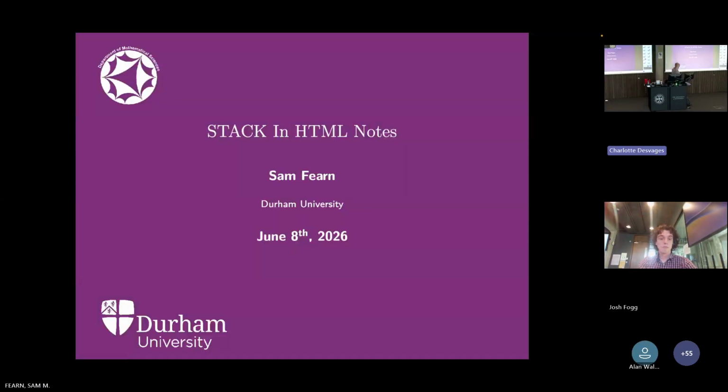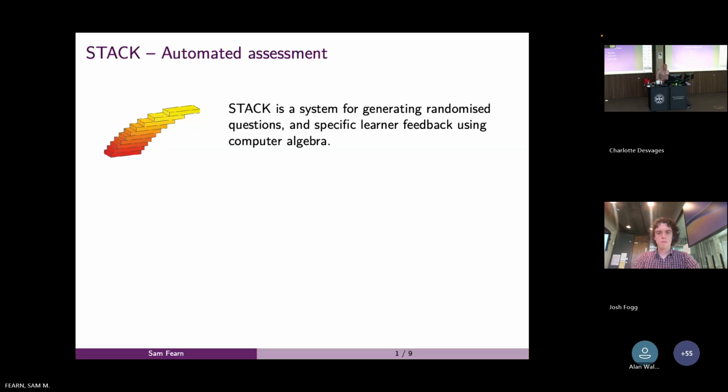Okay, so I'm talking this morning about Stack. Those of you that know anything about Stack, Stack is not a tool for producing HTML lecture notes. So this is going to be a slightly different kind of talk to the three that have come before. So I'm going to give a quick overview about what Stack actually is before talking about how you might use this with some of the other things we've been talking about this morning and start embedding Stack materials inside some HTML lecture notes.